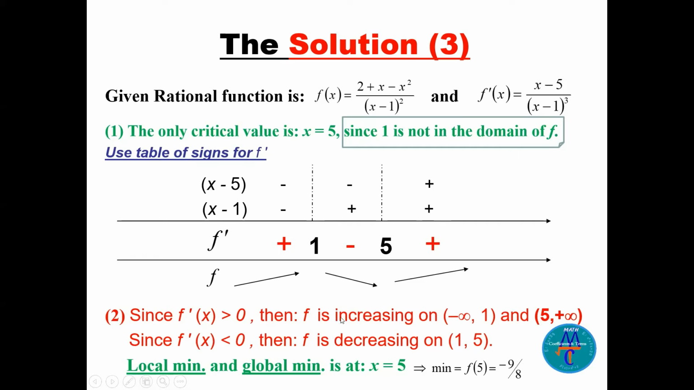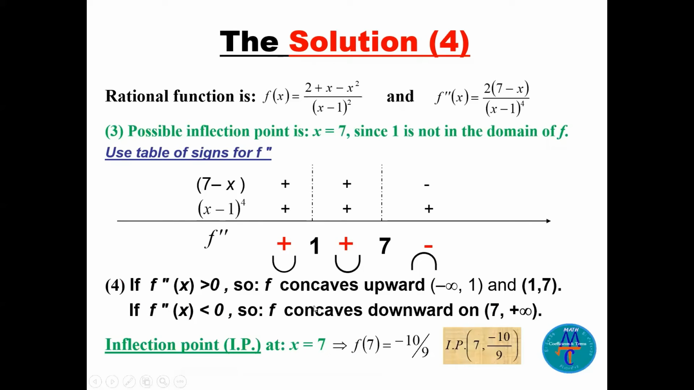And this is where the function is increasing, minus infinity to 1, union 5 to infinity. And f is decreasing from 1 to 5, open interval. So this is the local minimum, and this is also the global minimum of the whole function.